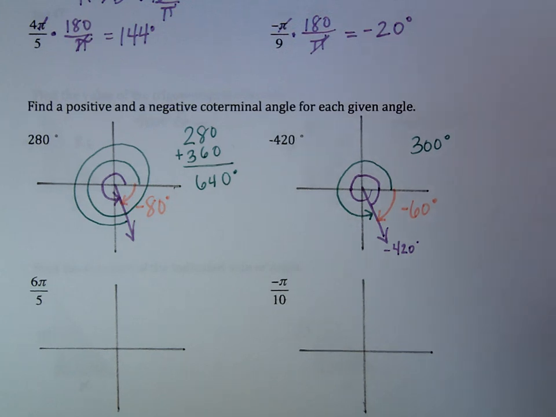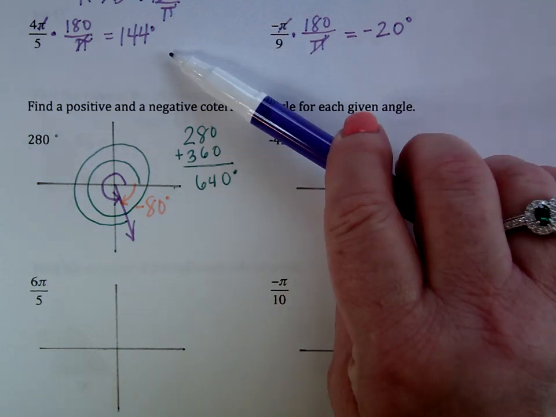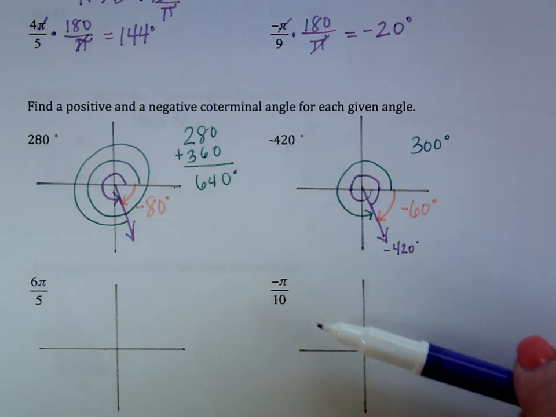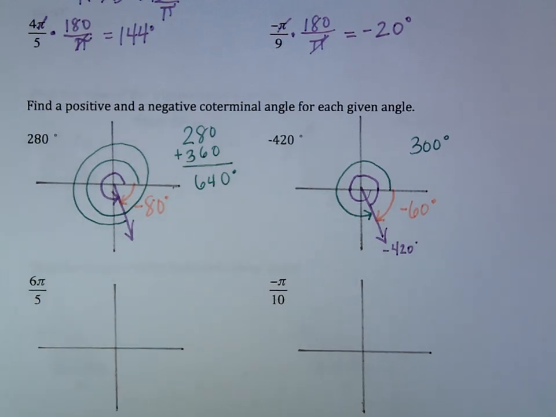If I get into these ones with pies, some of you, when we were together, converted these into degrees first using your conversion from right here. You can do that and just do these all in degrees, that's fine. Or you can just do them in the pies. Some of you like the pies. So I'm going to keep it in pies, but again, you could change it into degrees if you wanted to.